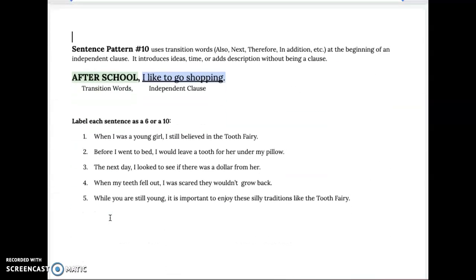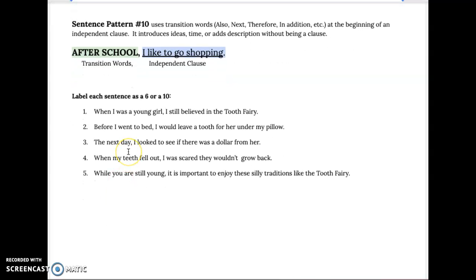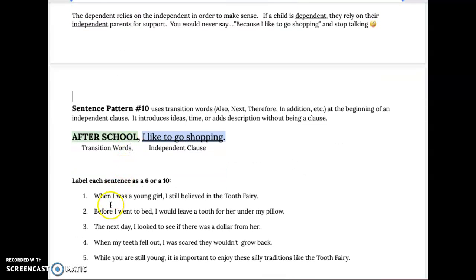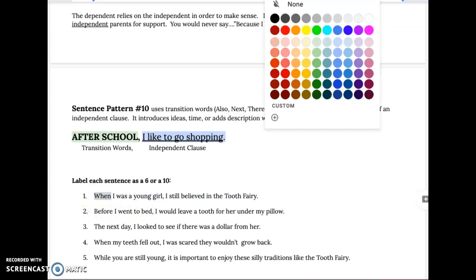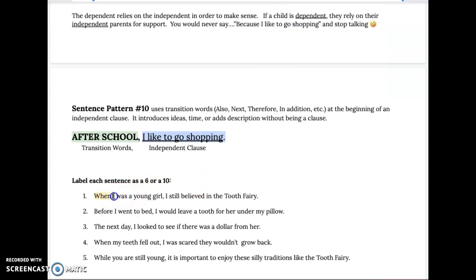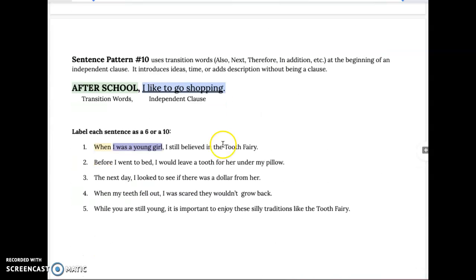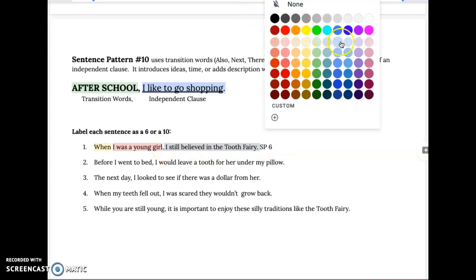I am going to have you guys label each of these as 6s or 10s. Okay, so let's get our helpers out here. A 6 has to have a marker word. I think we did that in yellow. So, when I was a younger girl. All right. So when you see words like when in the beginning, that is a big clue. You've got a 6. And then, what did we do that as? Red? Okay. When I was a younger girl. So I know right away, this is a pattern 6. I'm going to put SP6 next to it. And then, of course, you've got your independent clause right there because it needs it to make sense.